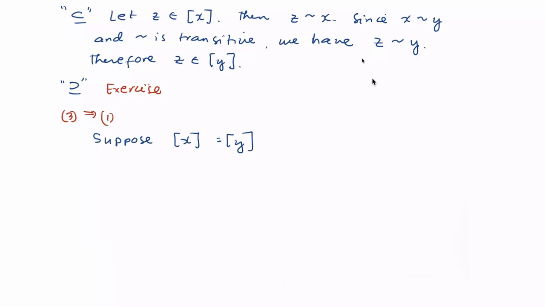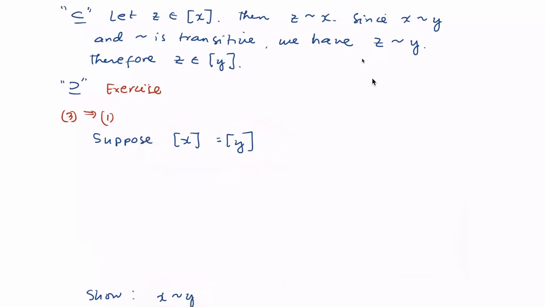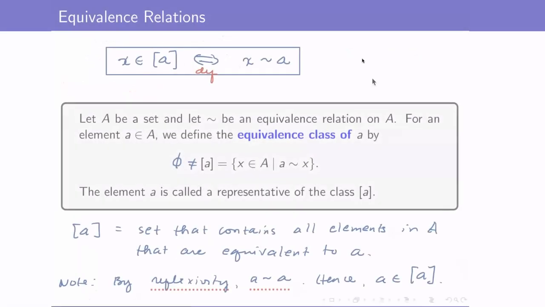Okay, what do we want to do here? We want to show here that X is equivalent to Y. Now, how can we achieve that? How do we go from here to here? So in order to do that, what I will do is make use of the fact that X is an element of X, correct? We had this note here.